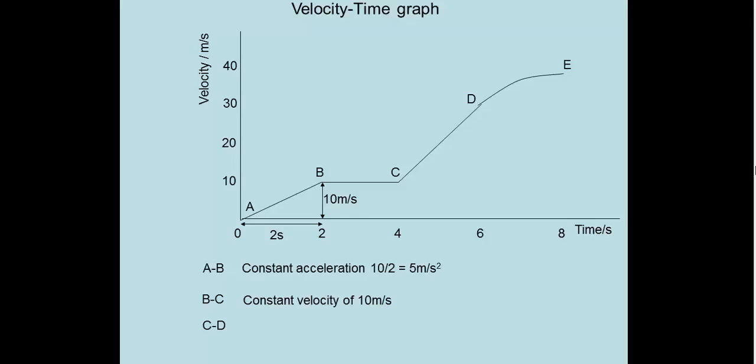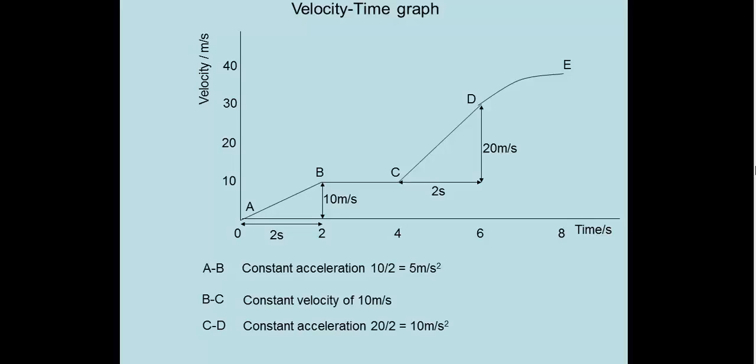C to D has a straight diagonal line with a steeper gradient than from A to B. This is a constant acceleration. We can find the value from 20 meters per second divided by 2 seconds gives an acceleration of 10 meters per second squared.